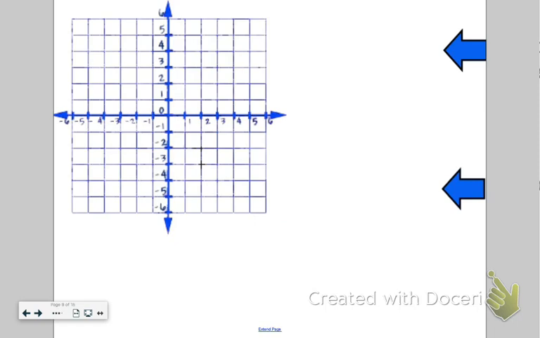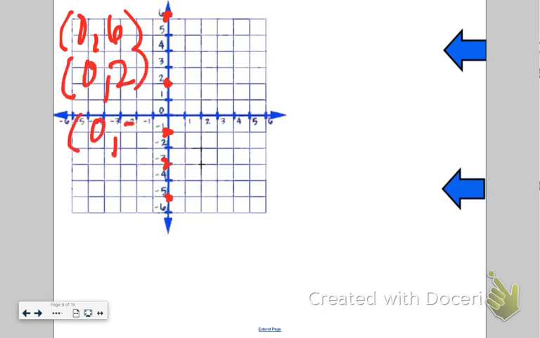Alright, ladies and gentlemen, what I want to do with this graph is pick some random points on the y-axis. If there's a point on the y-axis, that means, if it's a line, that it could be a y-intercept. So I'm going to jot down the ordered pairs of these random points I just picked. So (0, 6), (0, 2), (0, -1), (0, -3), (0, -5). Okay, did you see the pattern there?